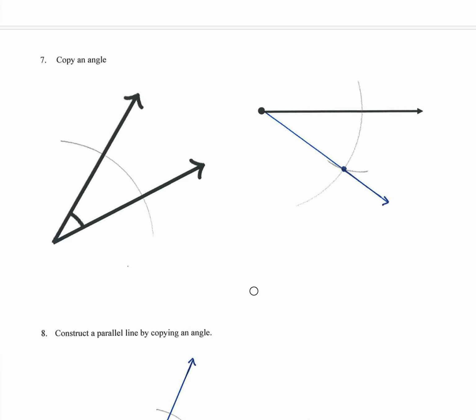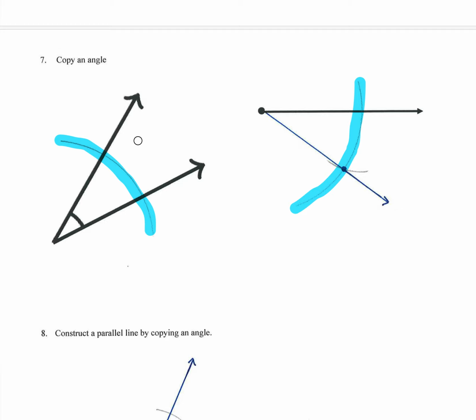All right, copying an angle. You're going to set your compass, whatever distance you want, and go ahead and make this line, and then come over here and make that same line. These have to be the same. That distance and that distance and that distance and that distance have to be the same because, well, they're the radii of the same circle.